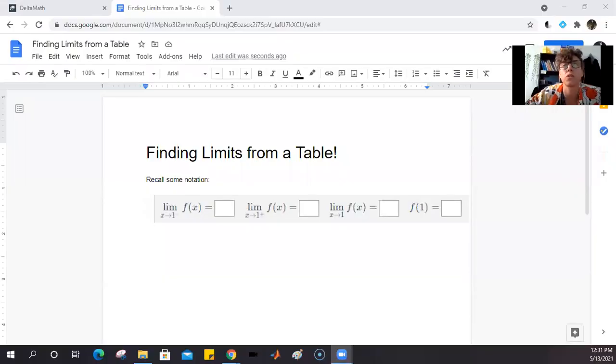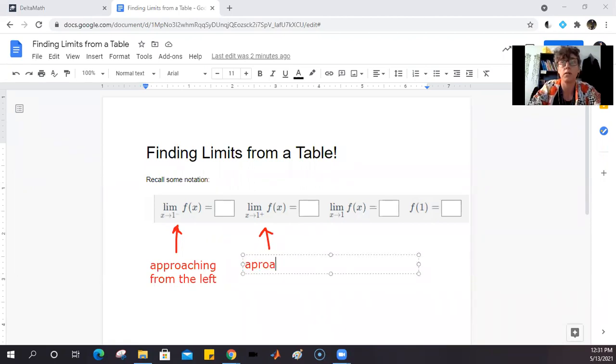Okay, so when we're talking about limits, we're talking about approaching some number. And we talked about last time approaching a number from the left. That's when we have this little minus sign next to the number we are approaching from. So this means approaching the value of 1 from the left. And if we had the plus sign over there, that means approaching the value from the right. Approaching the value of 1 from the right.